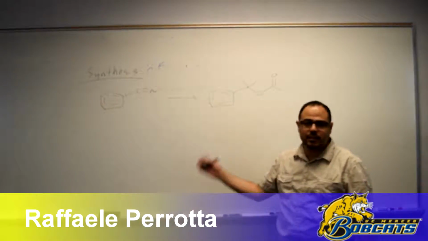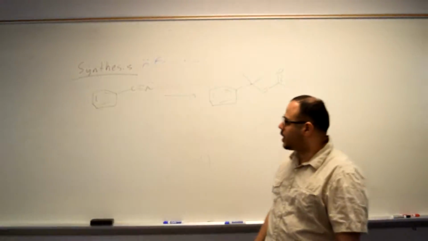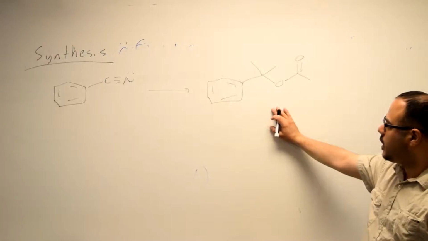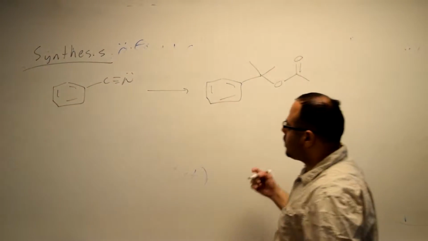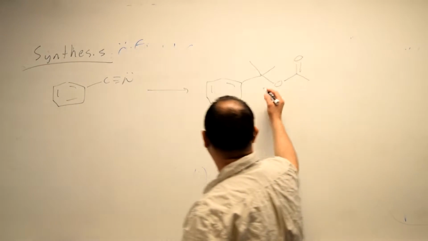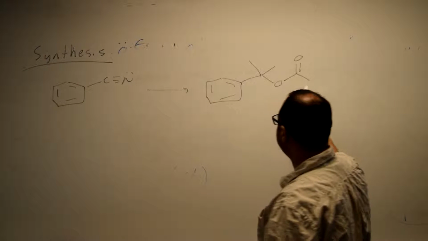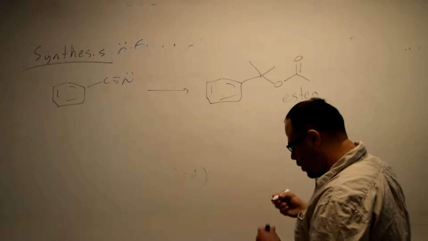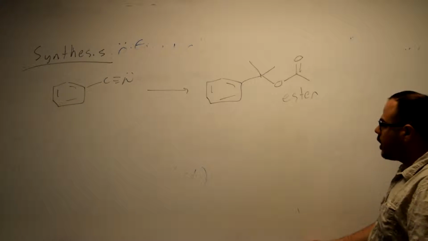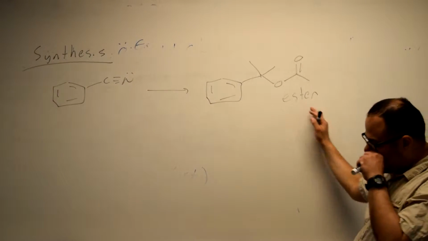I'm going to do a synthesis problem. It's a carboxylic acid type derivative because I'm going from a benzyl cyanide to this ester. One thing you'll notice is I've added a couple of methyl groups to the benzylic position, which is this carbon atom here, and then we've also added an ester group at the end here. So that means I've got to, in essence, add two methyl groups and then add this ester part later.